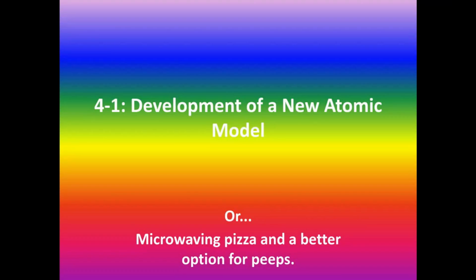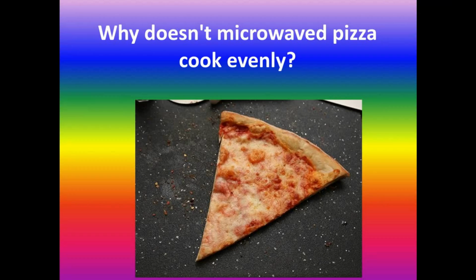So microwaving pizza, or a better option for what to do with Peeps, the little marshmallow creatures that we see around Easter. And we'll get to that later. One thing to think about: when you microwave pizza, and microwaves are a little bit better now than they used to be, but especially if you don't have a rotating pan in your microwave, why doesn't it always cook evenly? Sometimes you have hot spots and sometimes you have cold spots.